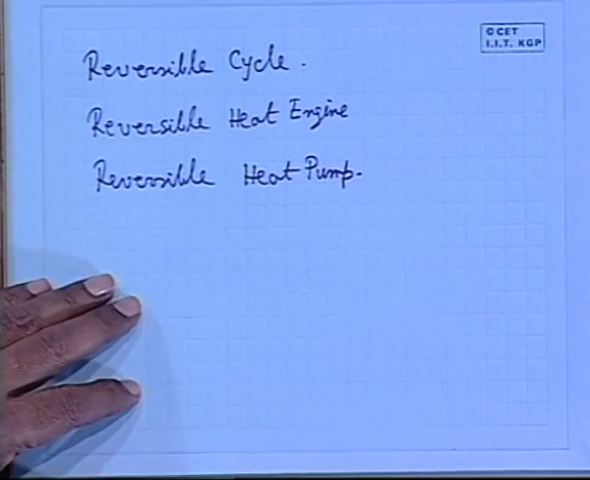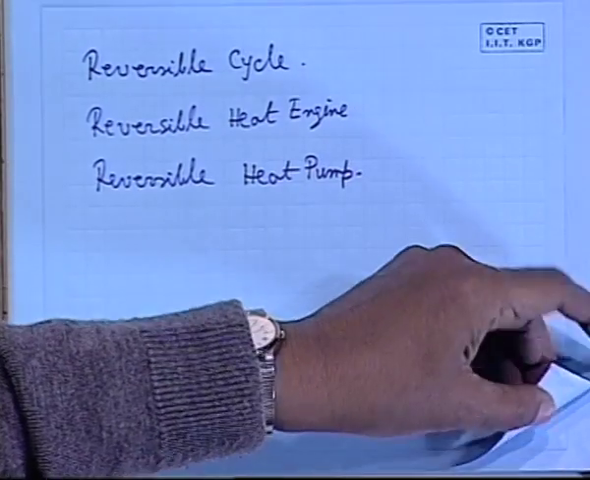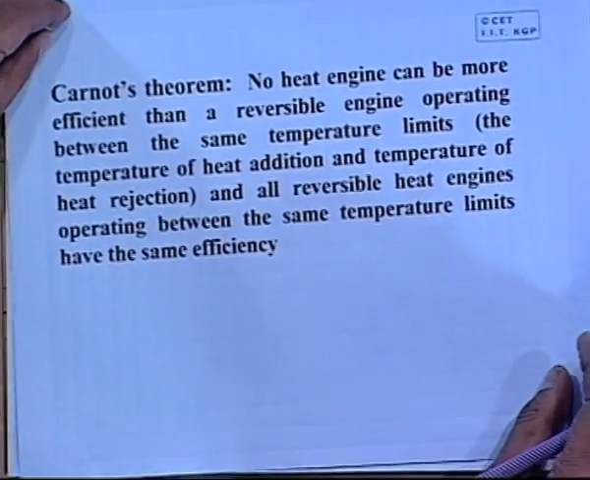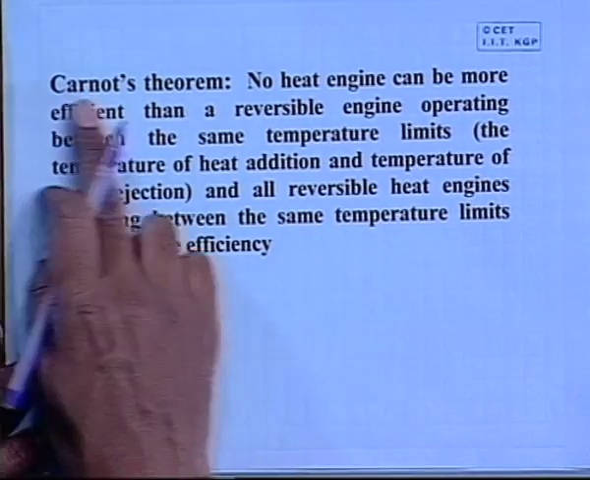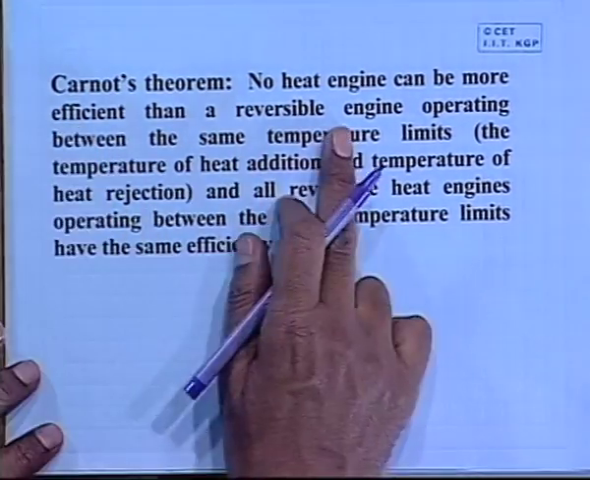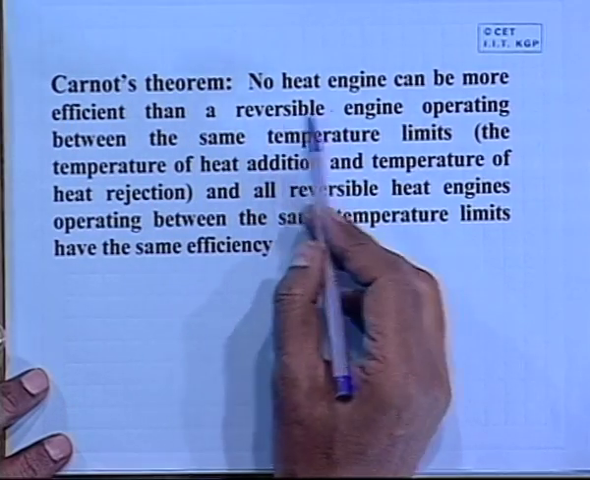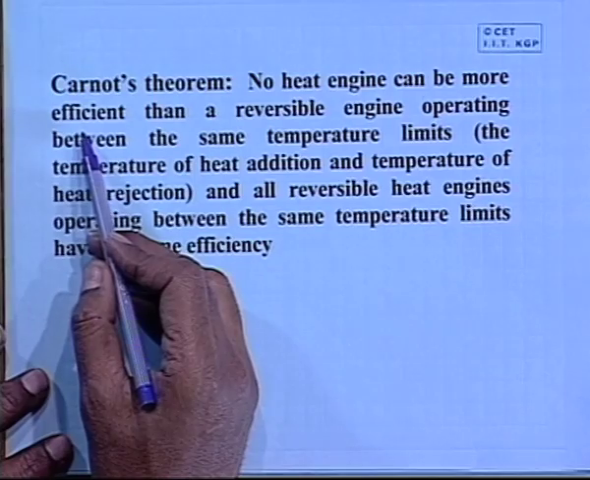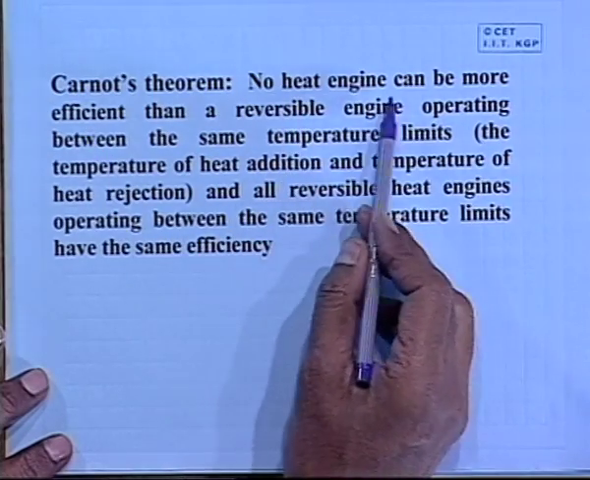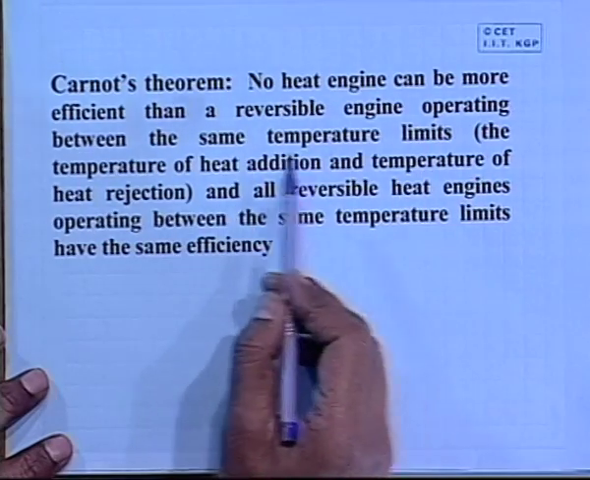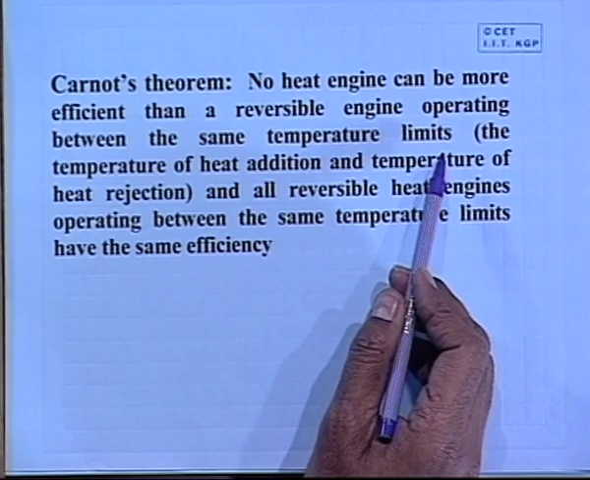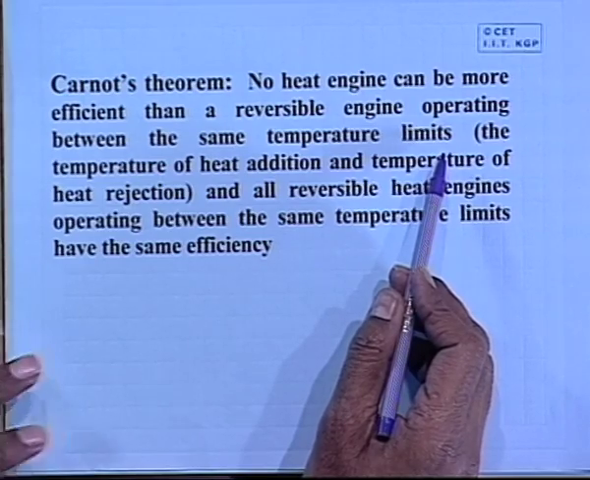As simple as that. With this in mind, we will go to a very important theorem or corollary of the second law. This is probably the most important corollary of the second law. After that, the entropy will come. That is known as Carnot's theorem. He is the man who is the inventor of the second law, Carnot's theorem. No heat engine can be more efficient. Very careful, it is very important. No heat engine can be more efficient than a reversible engine operating between the same temperature limits. It may appear very simple, common sense, but it is not so. It has to be proved logically. He was the first man who proved it logically.